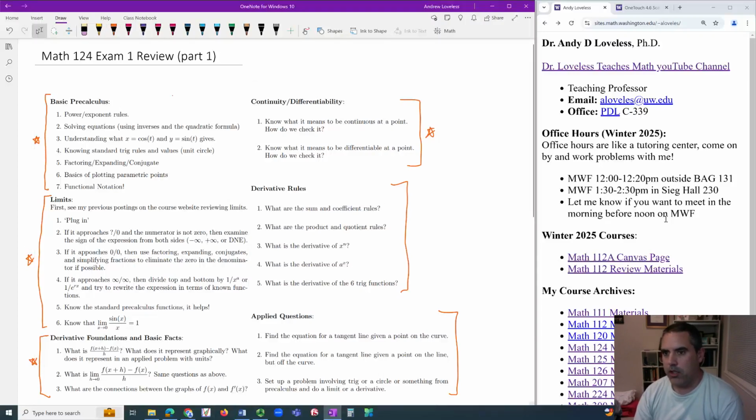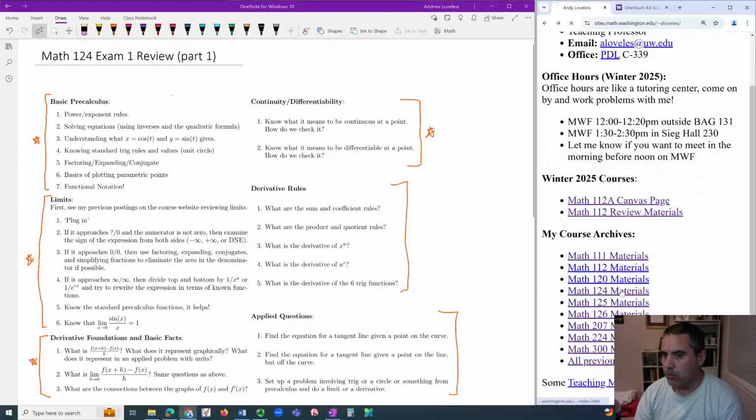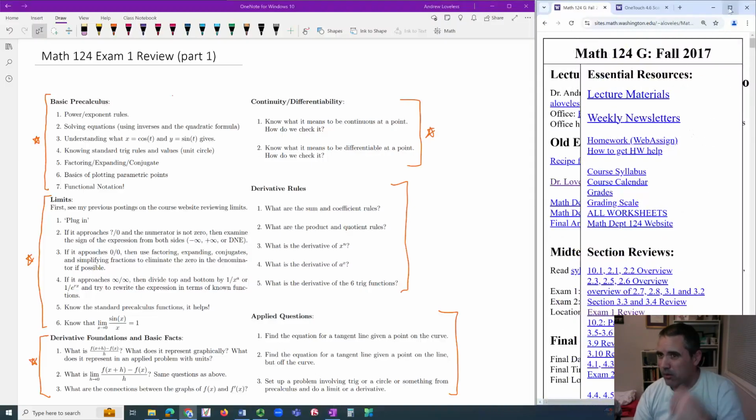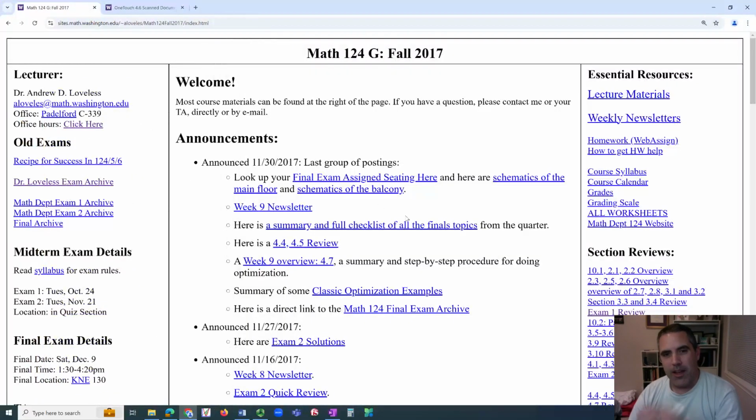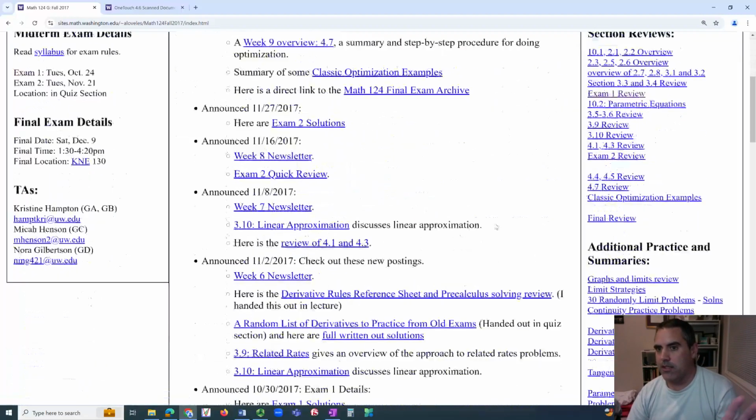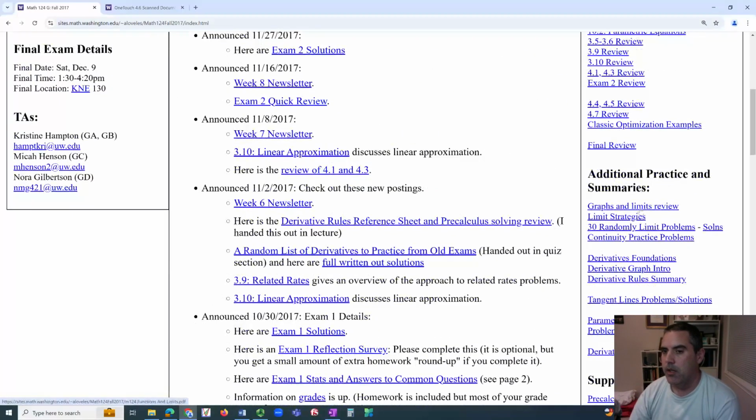I do want to point you out, if you do a search for me and click on my 124 materials, I've taught here forever. I have tons of materials. I haven't polished this page because I've been doing a lot of stuff in the last couple years and this has not been updated in that time. But there's a bunch of things here.